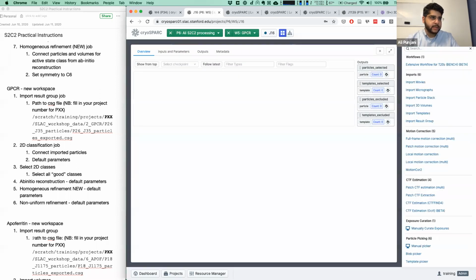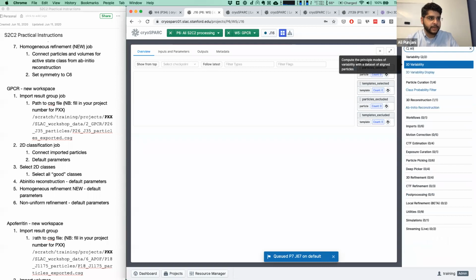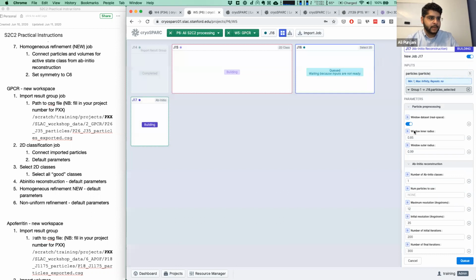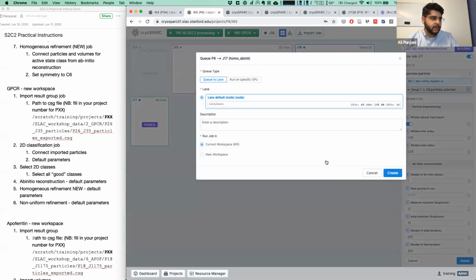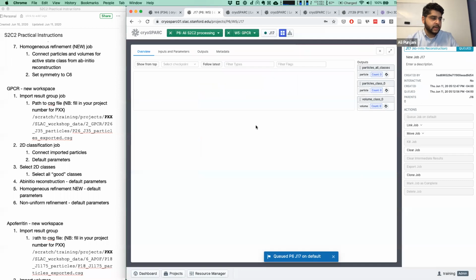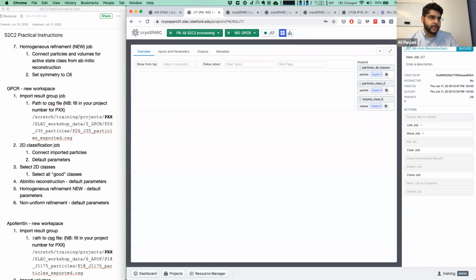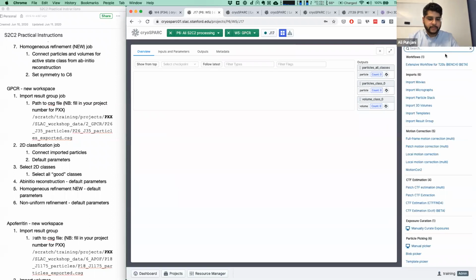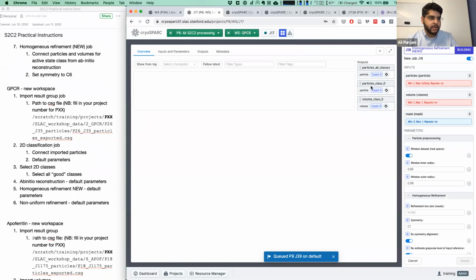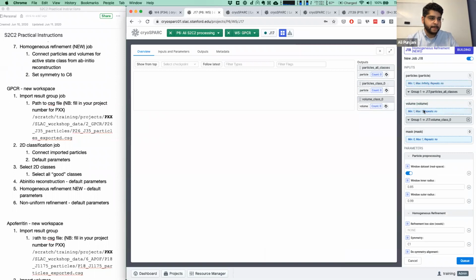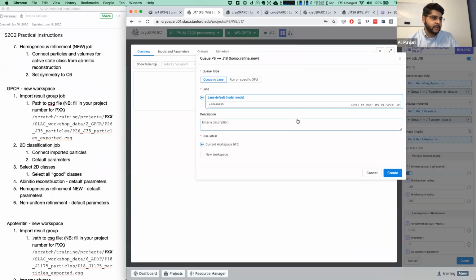But then we can take the output of that select 2D job and plug it into an ab initio reconstruction job. And again, here we're going to use default parameters, a single class, and just queue that job as well. This is an example of what I mentioned yesterday, that it's possible to construct an entire workflow of processing steps without having actually finished all the previous processing. Now this ab initio reconstruction job, we're going to take its output and feed it to a homogeneous refinement, new. So we want the particles. Since there's only one class, well, we can use particles all classes and the volume, and with all default parameters.